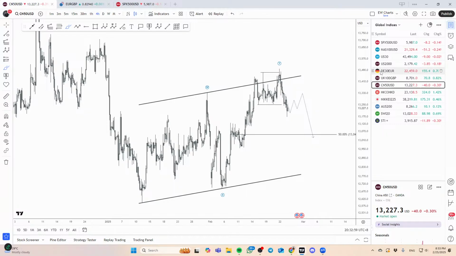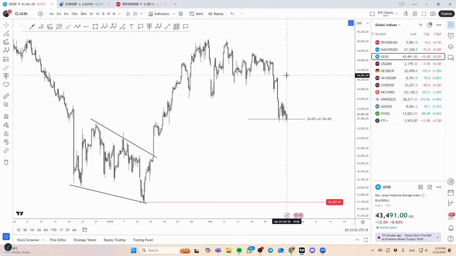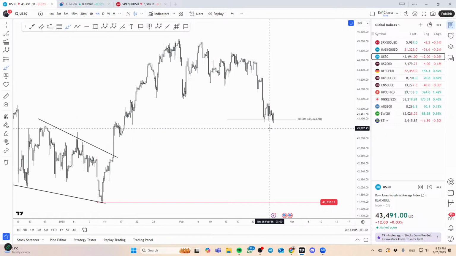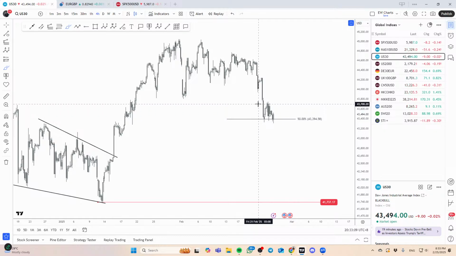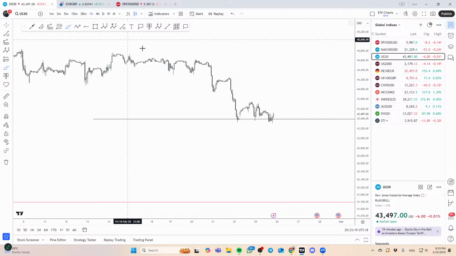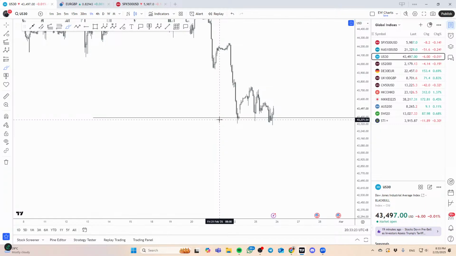Okay, global indices. Just a quick one here to highlight. This is US 30, which is Dow Jones. We are seeing some sort of bottoming structure here, right? On the 4-hour, if you can see it clearly, you just need to drop to the hourly. You can see that this is actually a double bottom or a triple bottom. And then of course we also have this as a neckline.